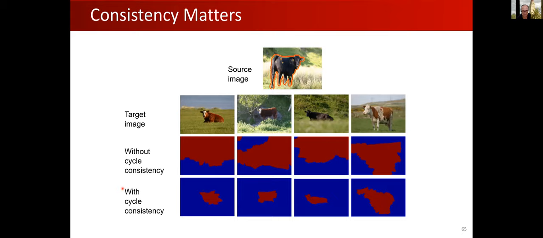This is a very strong condition, the cycle consistency. It reminds me of a quote from Leo Tolstoy's Anna Karenina, that all happy families are happy in the same way, but every unhappy family is unhappy in its own way. So essentially, all these errors are kind of inconsistent. They don't support each other. And the moment you force consistency, they become much more the same.